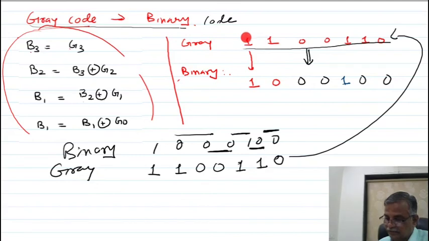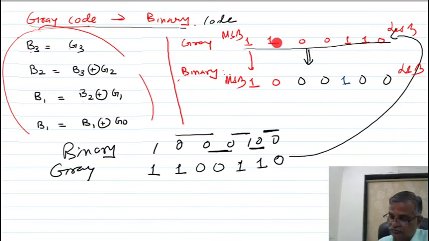So first the MSB I am writing as it is. This is your MSB. This is your LSB. I am writing this as it is. Then I do the exclusive OR function of these two. 1 exclusive OR 1 is 0. Then I am doing the exclusive OR function of these two. So 0. Then I am doing this. Then I am doing the exclusive OR function of this.